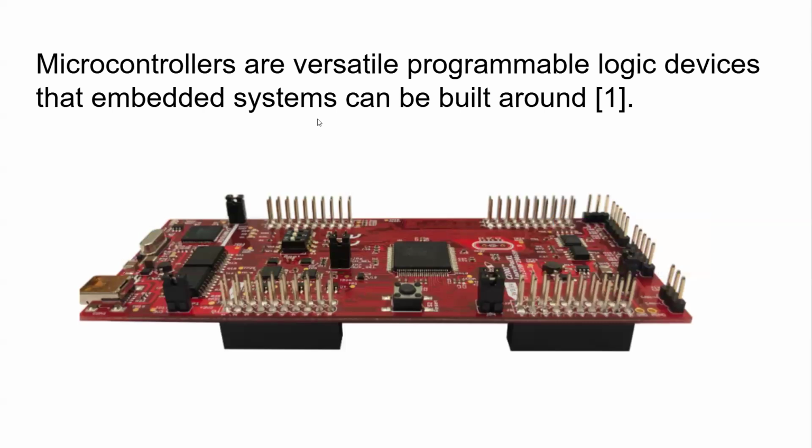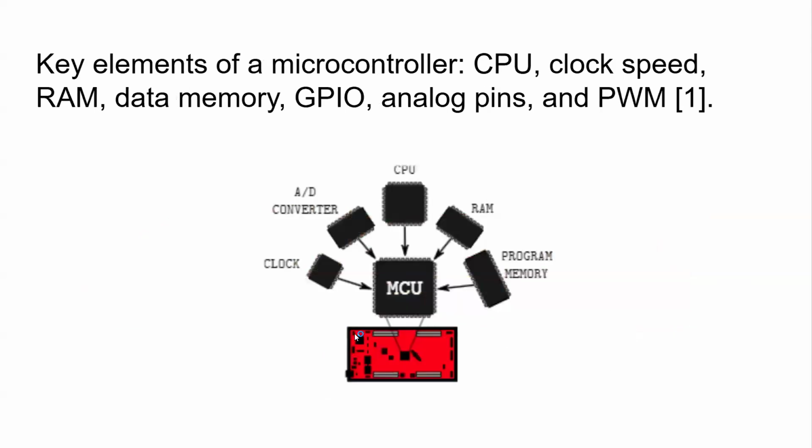So microcontrollers are versatile programmable logic devices that embedded systems are built around. So in this picture, we can see the actual microcontroller itself, along with a bunch of different peripherals that are set up around it, and then a bunch of pins that are actually broken out so that we can actually use and test the microcontroller itself. So this is an example of a launch pad device that's provided by Texas Instruments, and it's usually used in building up prototypes or experimenting. And so we'll be using one of these, but we'll get into that later.